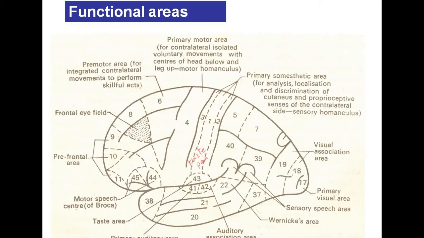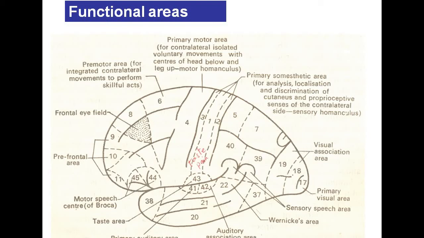The next is the sensory area. These areas can be recorded in particular ventral pores. This is the primary somesthetic area for analysis, localization, and discrimination of cutaneous and proprioceptive senses of the contralateral side. This is called the sensory homunculus. So there are two things. Area number 4 represents the motor homunculus. Area number 3, 1, 2 represents the sensory homunculus. This is about the sensory area.